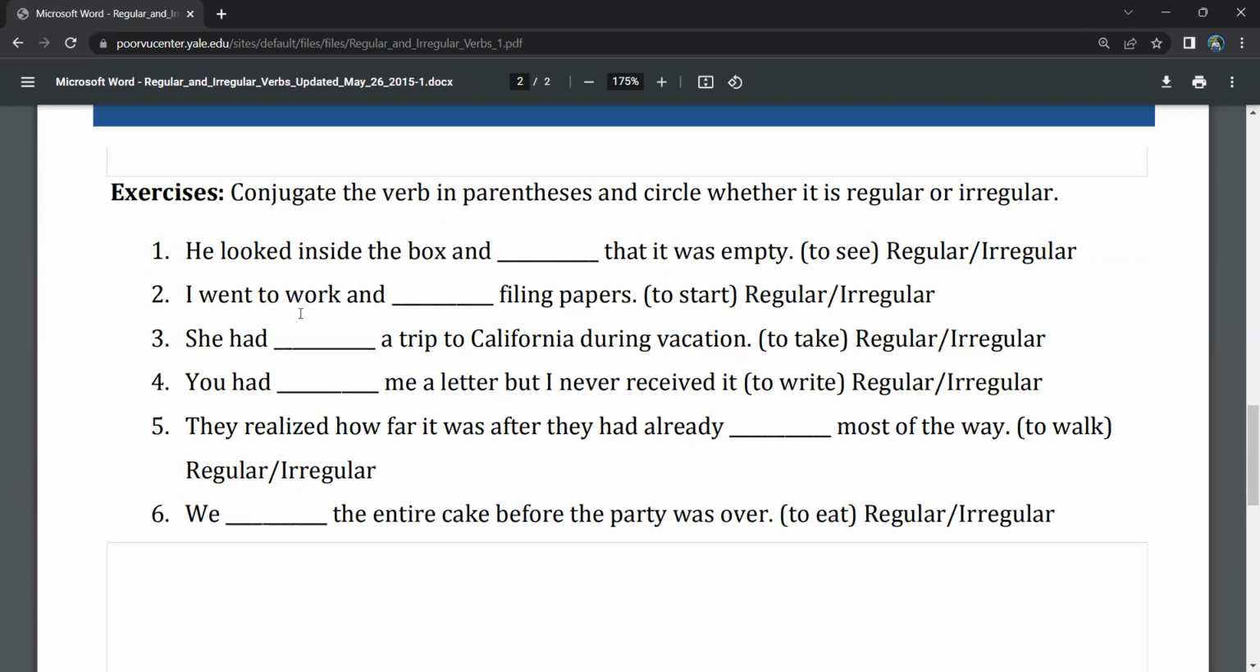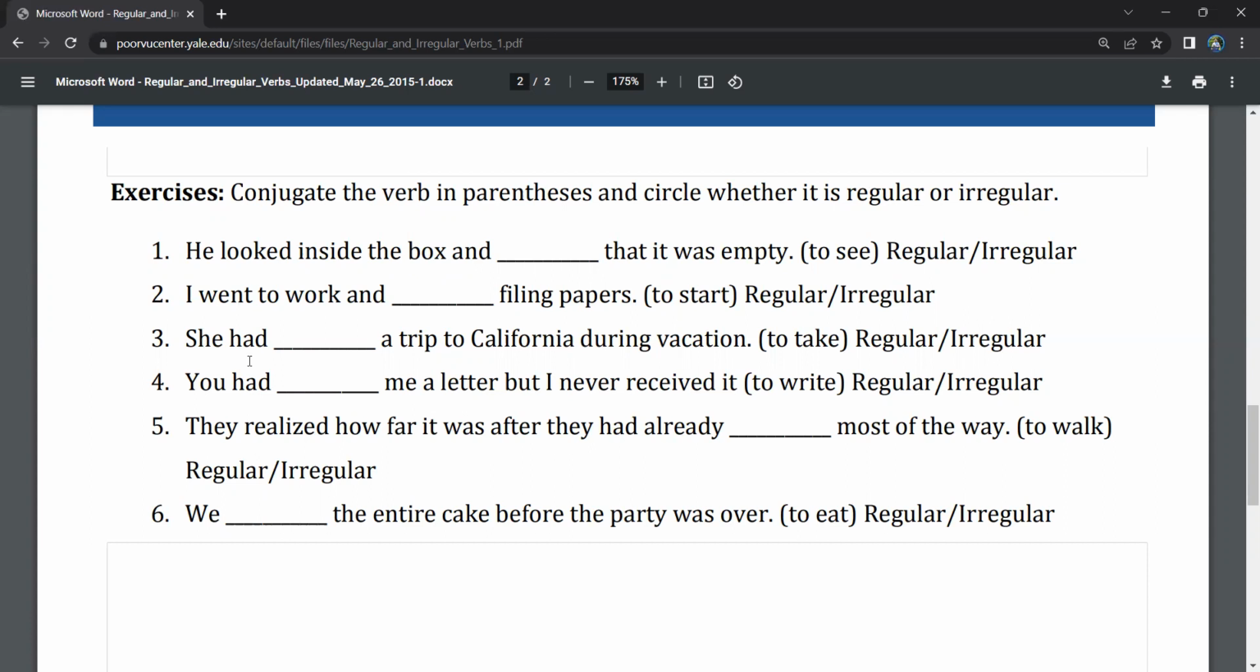Next, I went to work and blank filing papers. We're going to use to start. To start. What is your answer? The correct answer is started. It started, just adding ed. It is what? Regular verb. Correct. For number 3, she had.